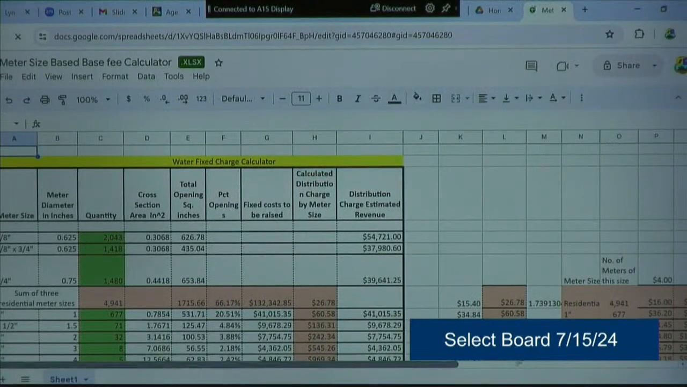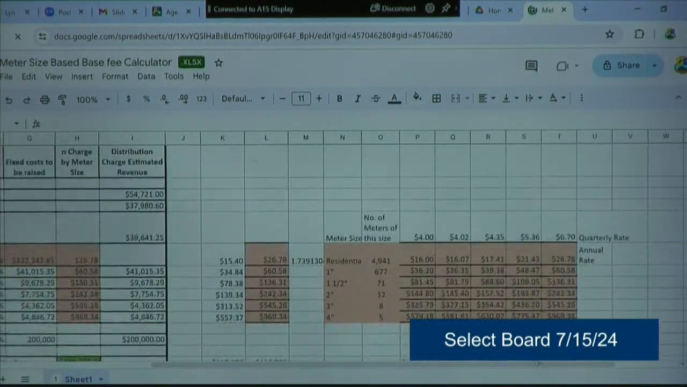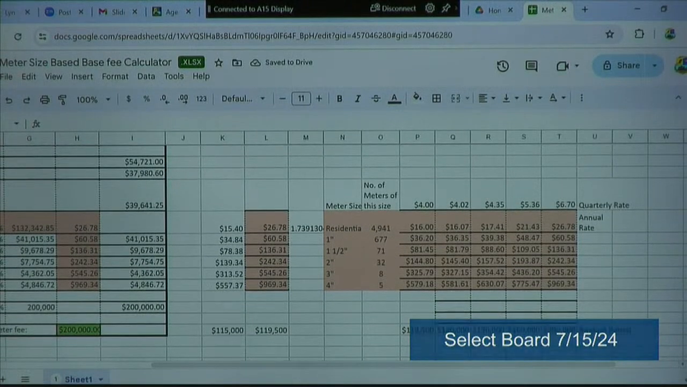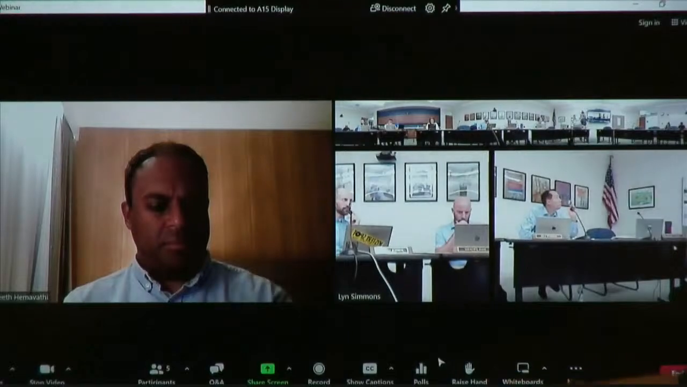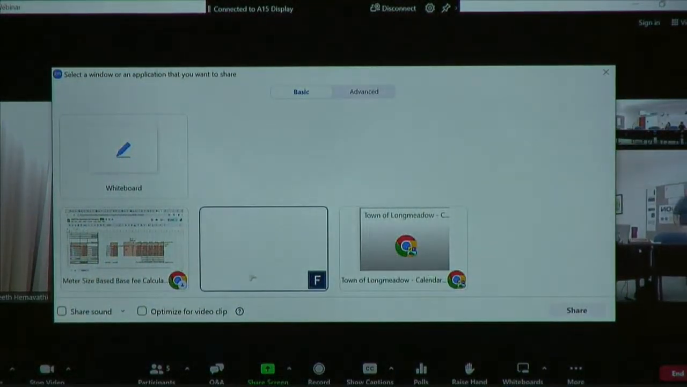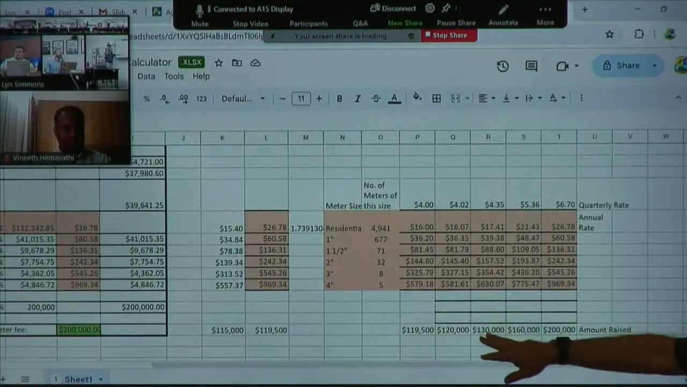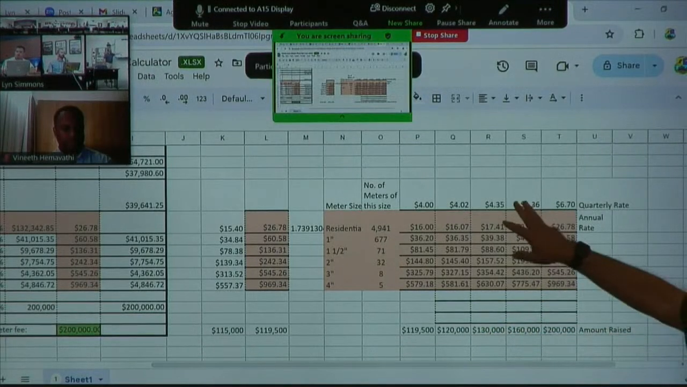If you put up the other spreadsheet, people can see the numbers. Yeah, that one, meter size. So if you look at the part in the pink there, you can see that we're at 130. That's what Ian has proposed. I just got to share it so Vineeth can see it. Okay. So Ian's proposed 130. We went to 160.